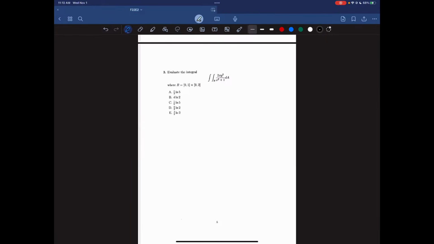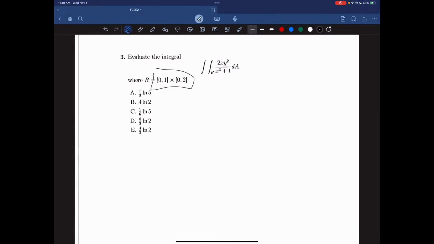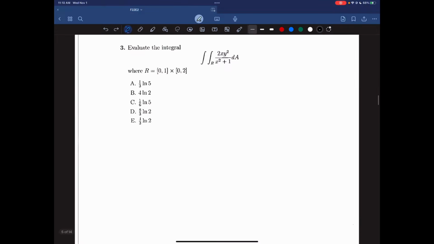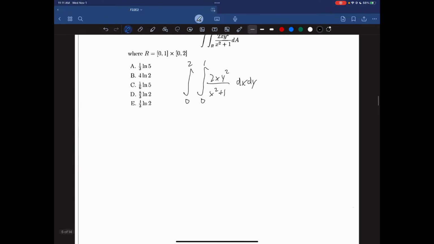Number 3, evaluate the double integral over the region R of 2xy squared over x squared plus 1, over this box right here. So this is pretty easy, hopefully, and we just need to write out the integral, 2x y squared over x squared plus 1. I'm going to go dx dy. Does not really matter since it's a box. This is going to be our x range, so x is from 0 to 1, y is from 0 to 2. And it doesn't really matter which way you integrate it. Should end up the same pretty much.